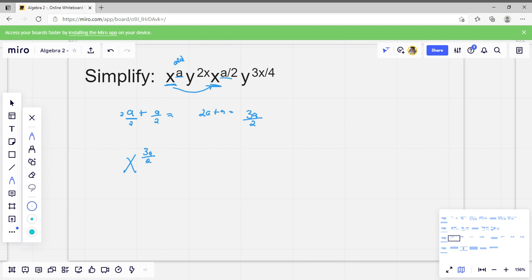And now we're going to add the y's. So for y, we've got 2x and 3x over 4. So we need to add 2x plus 3x over 4. That means we need to put that over 4, so I'll multiply the top by 4. 4 times 2 would be 8. That gives us 8x plus 3x. Now our bottoms are the same, so we can add. And we get 11x over 4, so that's our y part.